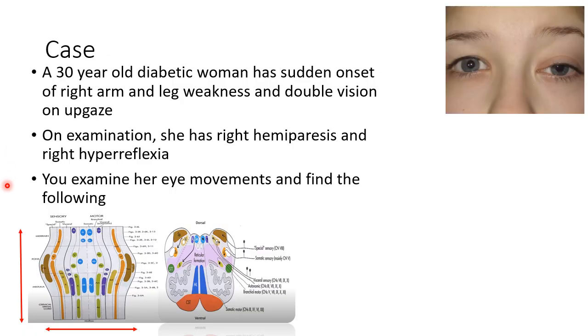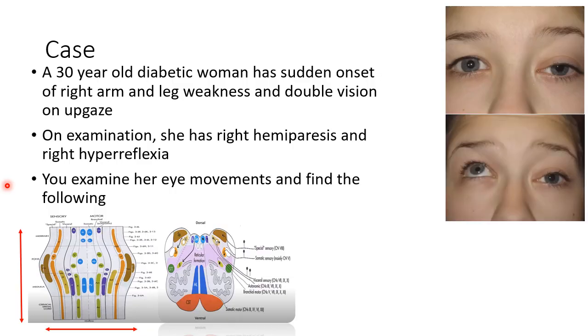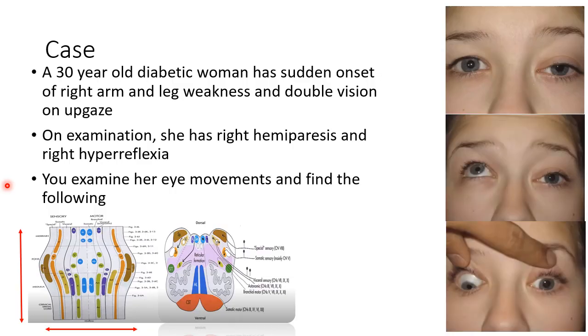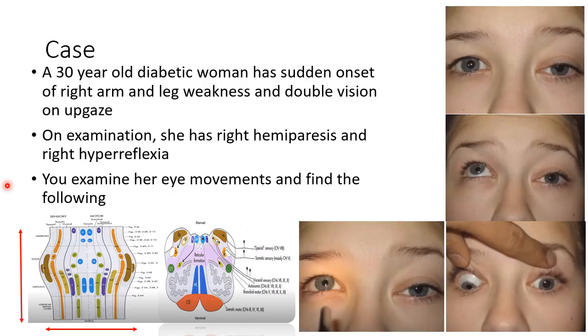You examine her eye movements and you note the following. This is when she's looking straight at you. This is when you ask her to look up, when you ask her to look down. And this is what happens when you shine a light into her eyes. The first thing, if you remember, is that I said you have to localize on a vertical plane, and then the second step would be to localize on a horizontal plane. So let's first start by localizing on a vertical plane.